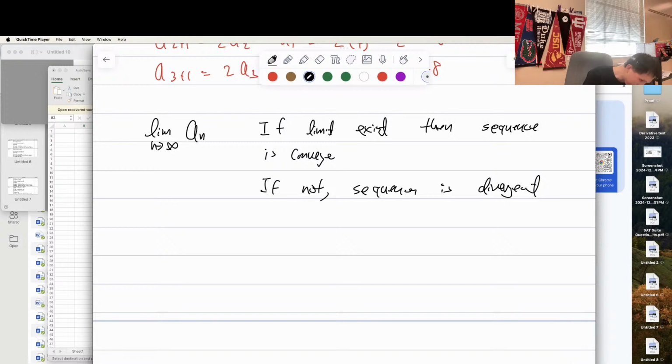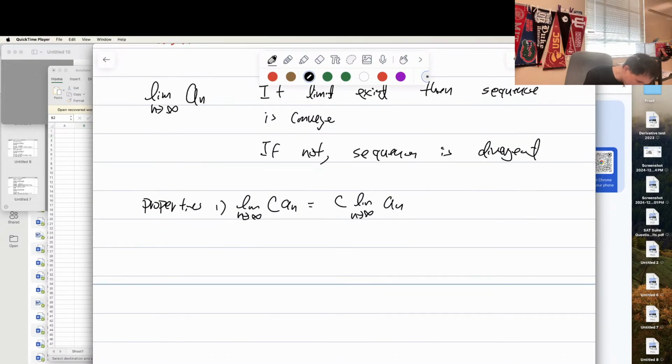Okay, so first of all, there are some properties you have to understand, and those properties are very, very intuitive. A lot of people like to say, oh, this is very common sense, but make sure you know them. The limit as n approaches infinity of c times a to the n is equal to c times the limit as n approaches infinity of a to the n. Yeah, the constant can be taken outside, just like derivative or integration, the same thing.